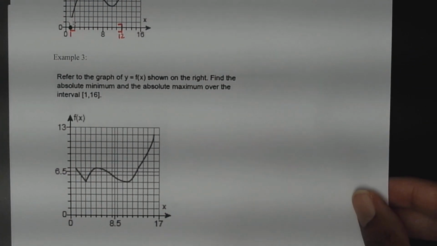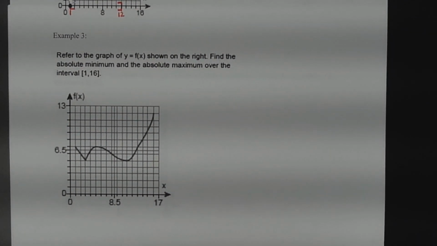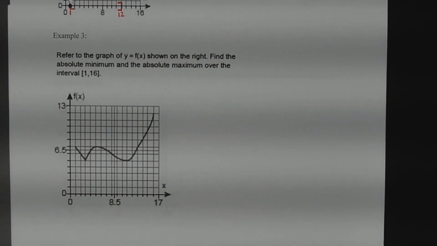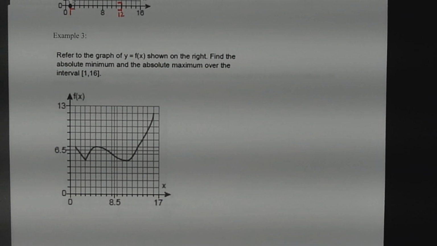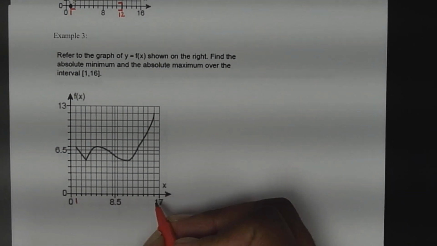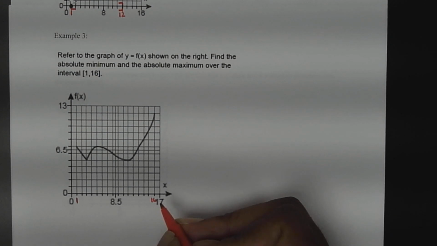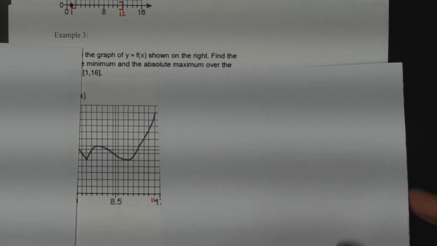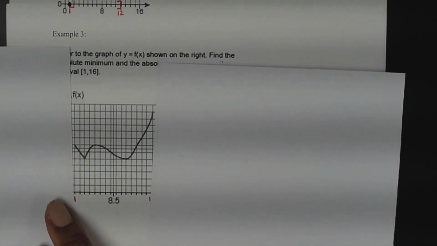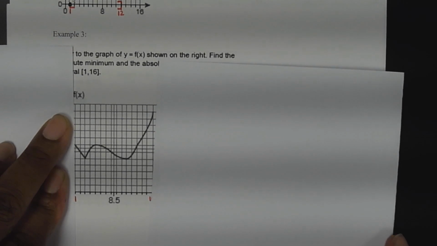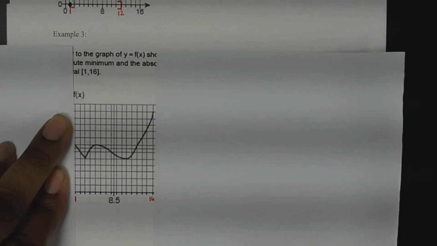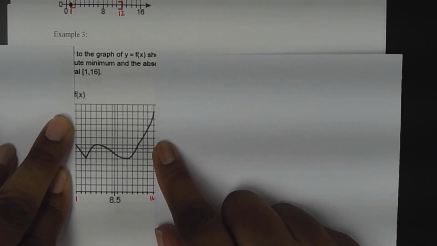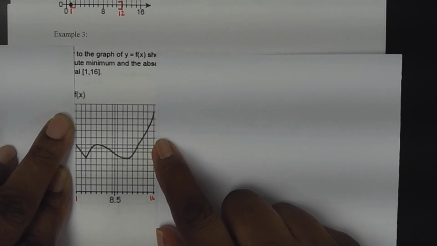All right, next example. Here we're going to again find the absolute minimum and absolute maximum over the interval from 1 to 16. So here's 1. To the left of 17 is 16. So that's the interval that we are going to be looking at in this case. So I'm going to cover up everything to the left of 1, everything to the right of 16, and focus on that graph within this interval. Let's first find the absolute maximum.